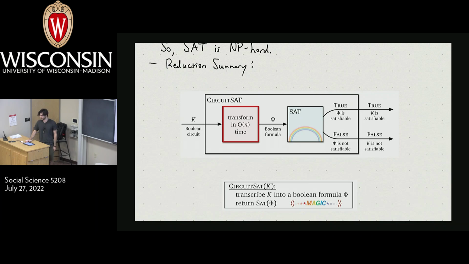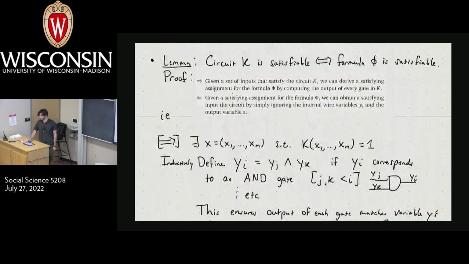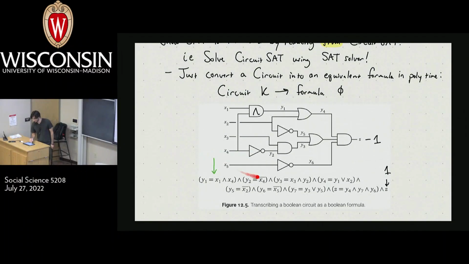So any questions about this? It's not super important that you know the exact details of this reduction, because it's like weird logic, but yes. Could you go over again why this is in polynomial time?